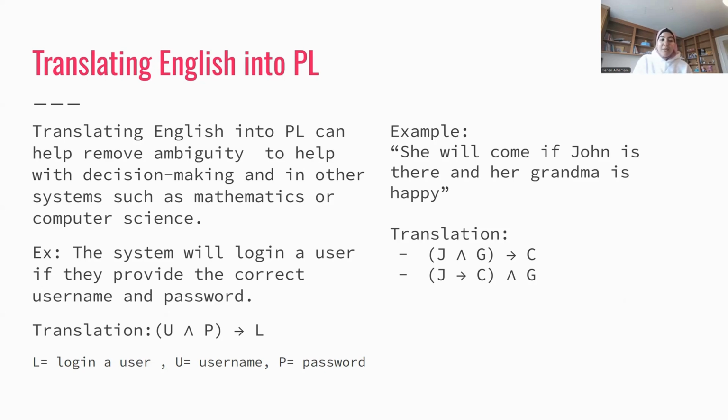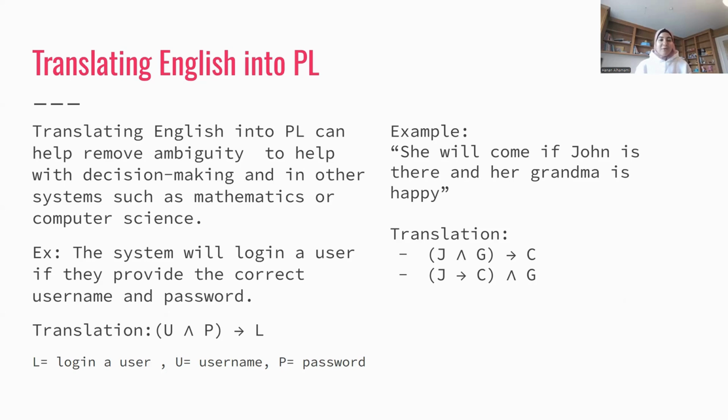So we put the U and P in a conjunction statement together. So we say if U and P, then L. So basically, if you provide the right password and username, then you will be logged in.